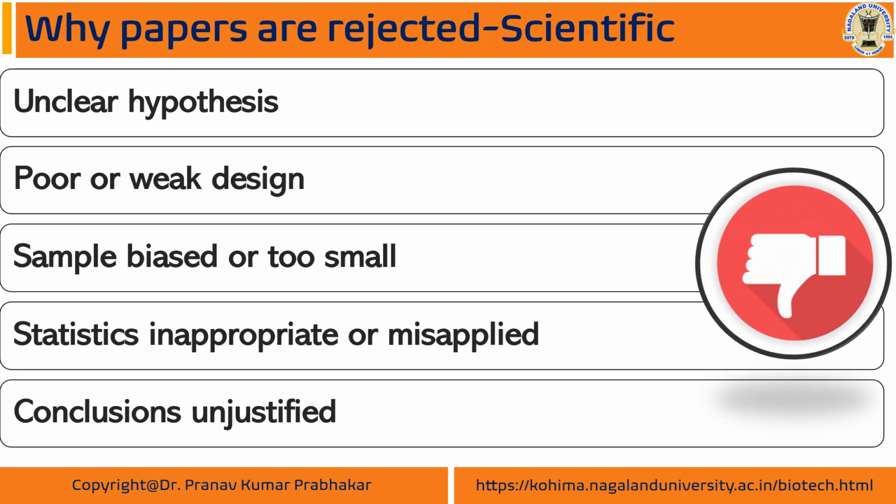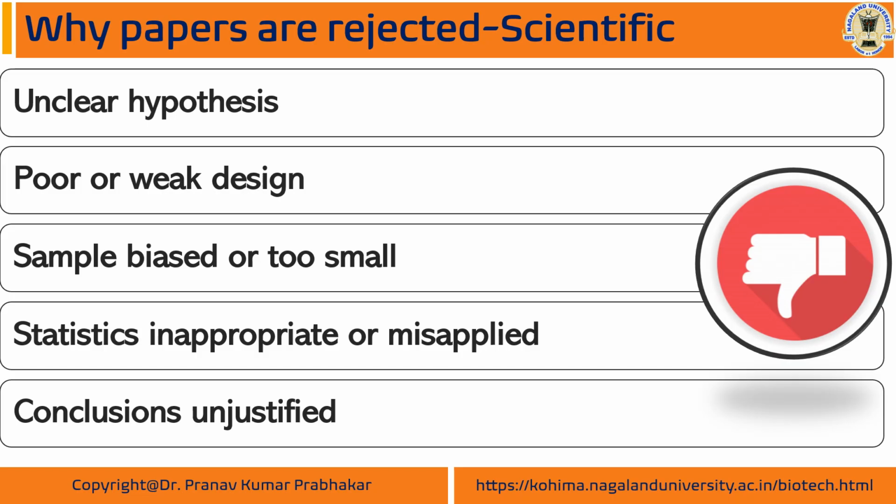When we talk about the scientific reasons, a scientific reason why a paper gets rejected is if your hypothesis is not very clear. A strong research paper must start with a well-defined, testable hypothesis. If the hypothesis is vague, missing, or poorly articulated, reviewers may reject your paper for lacking scientific direction or purpose. Next is a very poor or weak experimental design. Experimental or study designs that are not rigorous, such as lack of control groups, poor randomization, absence of blinding, or missing key variables, then also the paper will get rejected.